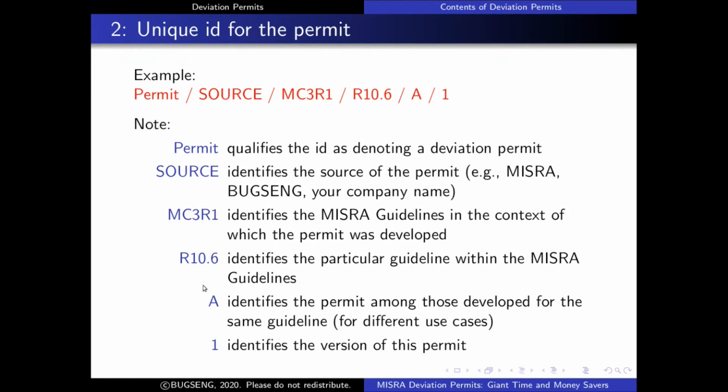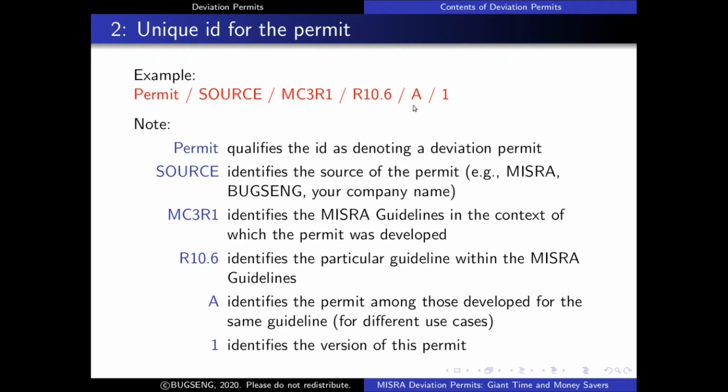Then an unambiguous identification of the particular guideline within this. Okay, so R10.6 means, of course, rule 10.6. And then for this very rule, we may have several permits. We may have any number of permits, and we may, for example, identify them with letters. So A, B, C, D. In this case, it's A in the example.